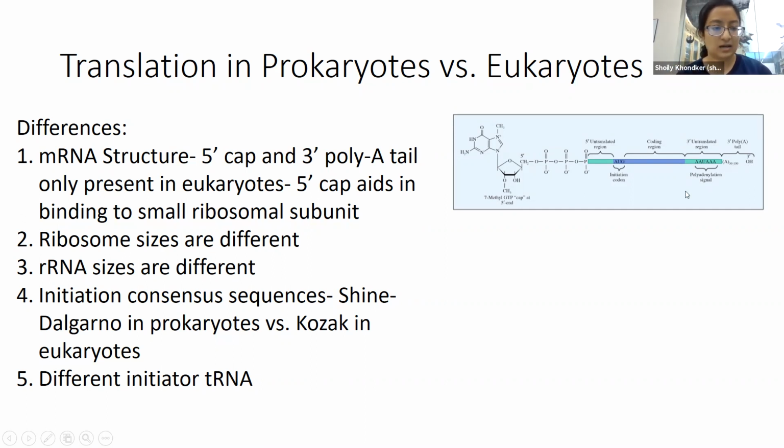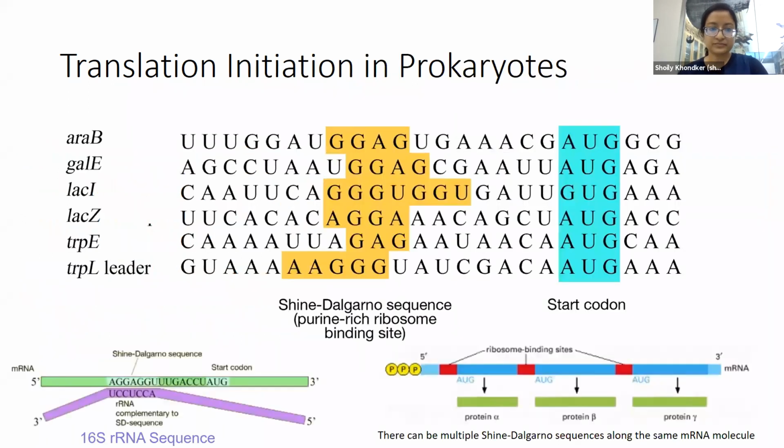In addition, sizes of ribosomes and RNA are different between prokaryotes and eukaryotes. Recognition of the initiation consensus sequence is also different. In prokaryotes, the initiation consensus sequence is called the Shine-Dalgarno sequence. In eukaryotes, it's called the Kozak sequence, and I'll go into more detail about that in a little bit. There are also some differences in the initiator tRNA.